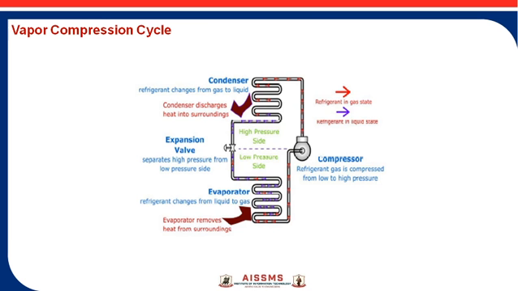Then the high pressure vapor refrigerant comes in contact with the condenser. Condenser coils are placed on the backside of the refrigerator or the fridge. Due to the refrigerant coming in contact with the surrounding air, the high pressure vapor refrigerant changes into high pressure liquid refrigerant, and it rejects heat to the surroundings. That high pressure refrigerant then comes into the expansion valve.